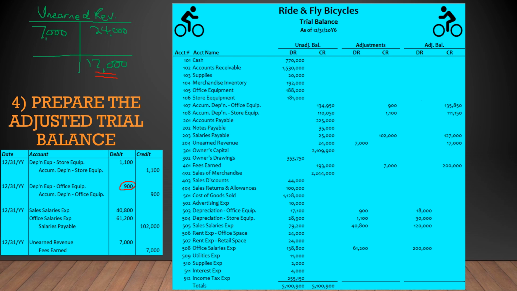All the other accounts that weren't adjusted will keep their unadjusted balances. You can observe that these accounts, like cash and accounts receivable, have the same adjusted balance as unadjusted balance. Finally, we do our sanity check and verify that total debits equals total credits for both our adjustments and our adjusted balances.